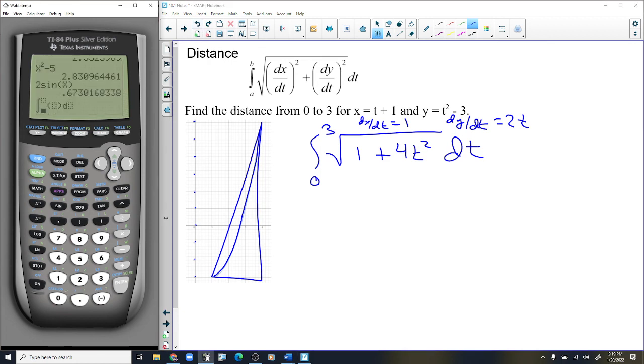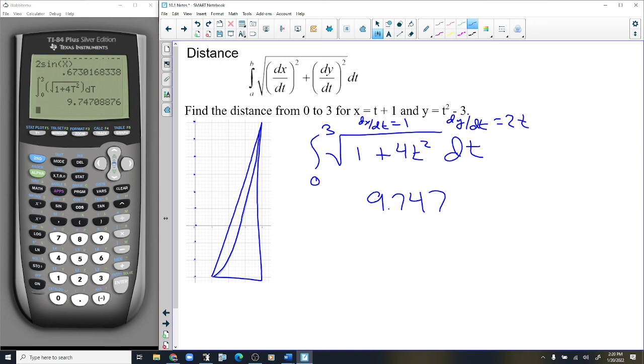Math, 9. 0 to 3 of square root of 1 plus 4 something squared, t squared in this case, who cares? And there we go, 9.747. It's an answer that I feel comfortable with, because it seems like it's not much more than 9 anyway. There's not a lot of curving. It's practically straight. So that makes sense.